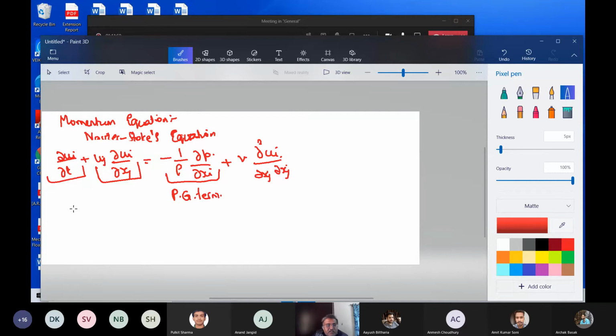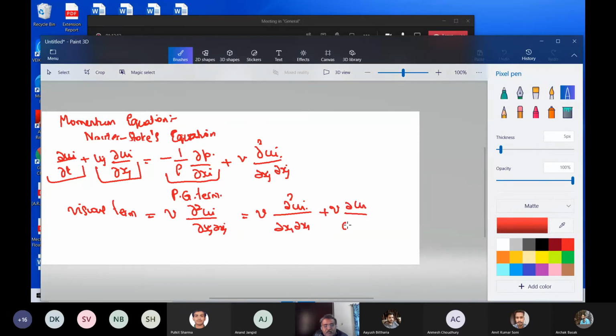And then we finally come to the last term, which is the viscous term. This is equal to nu dou square ui by dou xj dou xj. What does that mean? It is equal to nu dou square ui by dou x1 squared, plus nu dou square ui by dou x2 squared, plus nu dou square ui by dou x3 squared.